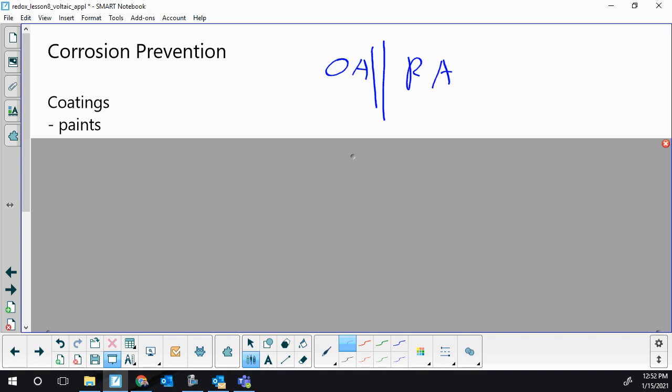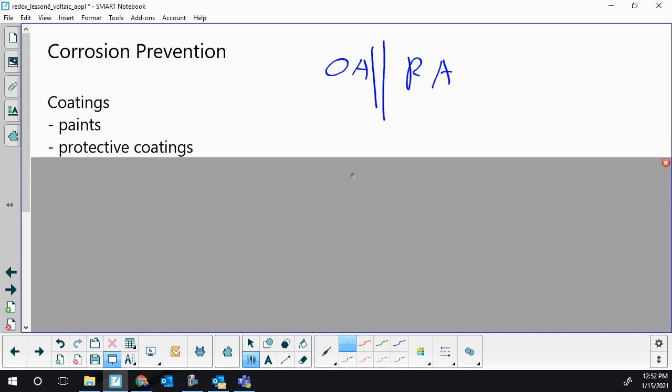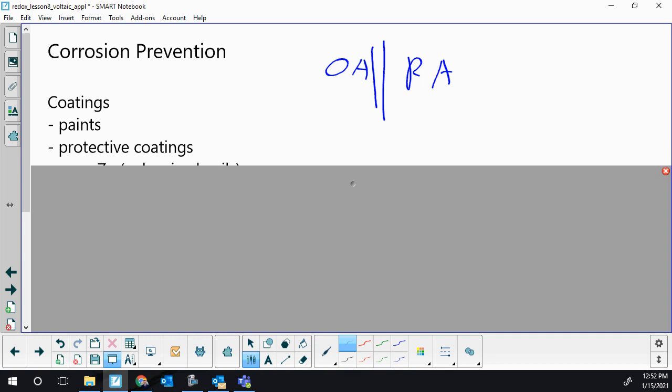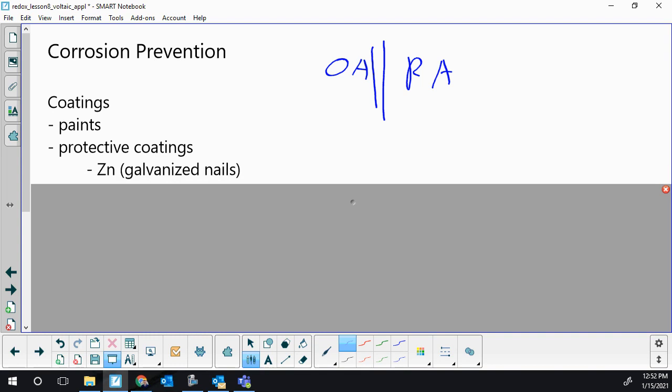So we paint things, number one. Second, there's other preventive coatings that we use other than paints. And I want to talk about galvanizing nails. We coat things in zinc sometimes. When zinc rusts, it rusts rock hard. It makes a coating.